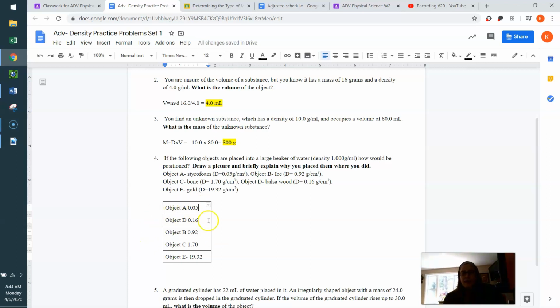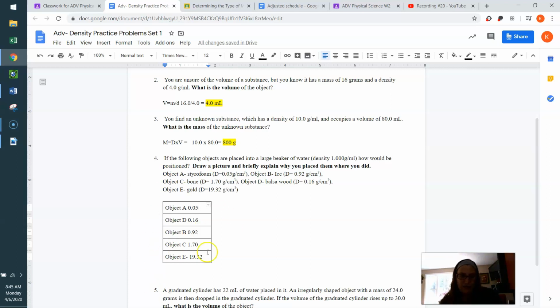So hanging out in the column of water, you would have styrofoam floating very close to the top, on the very top of the water. Your balsa wood floating just barely lower than that. Then you would have ice floating a little bit lower than that. And then the other two objects you would see at the very bottom of the column.